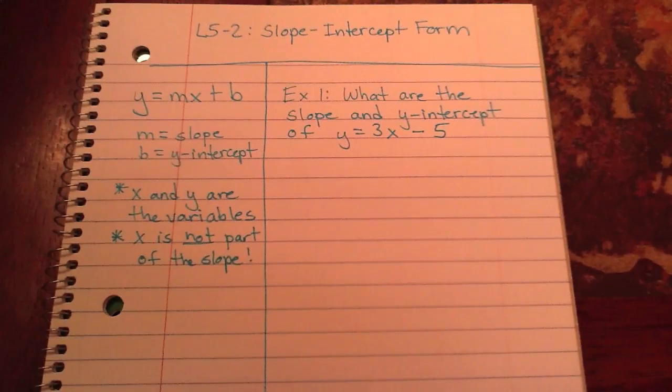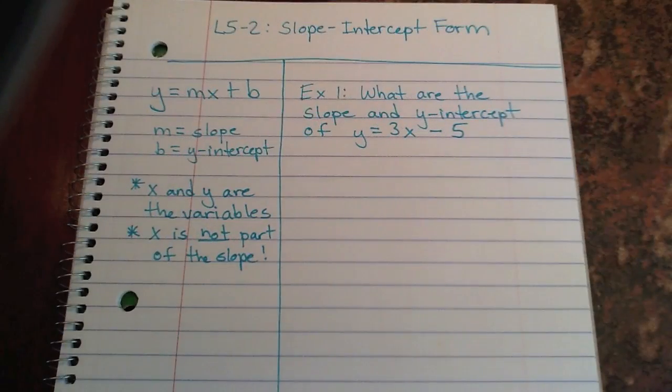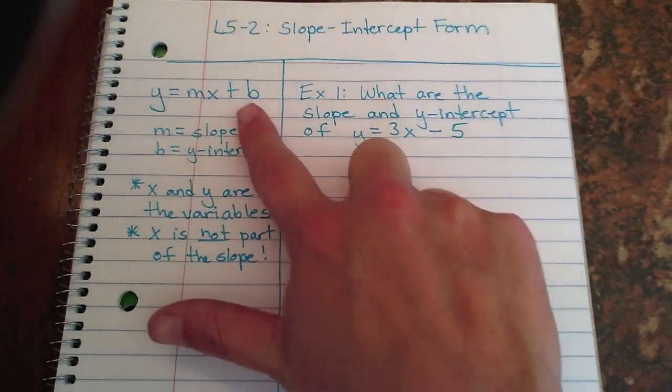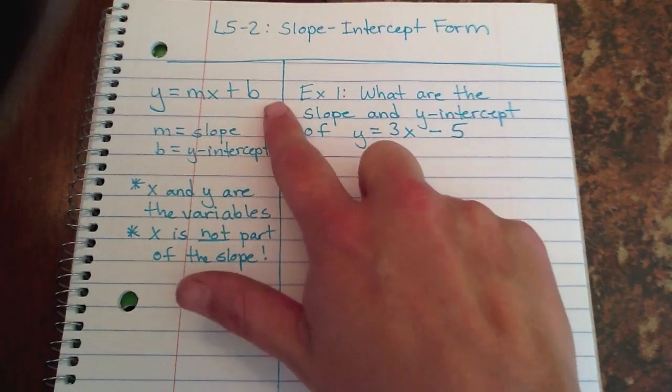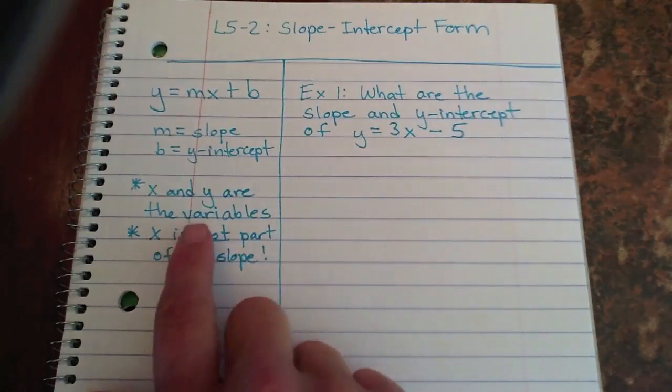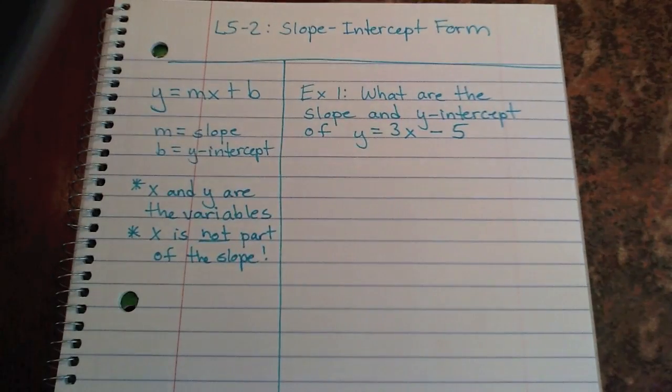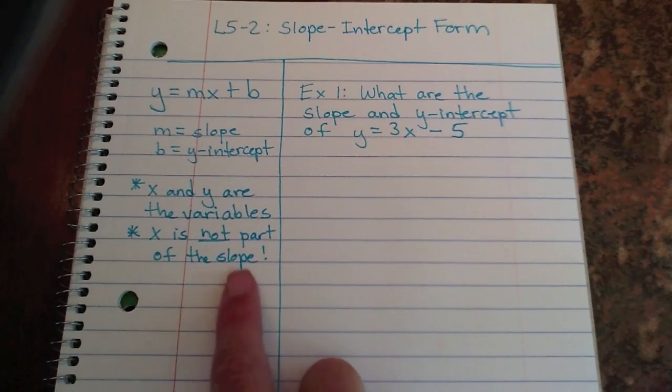Go ahead and copy example 1 down, and then hit play when you're ready. So just remember with y equals mx plus b form that m is your slope, b is your y-intercept, x and y are variables every time. You're going to have those as variables, and then you plug values for x in to find values for y, if you're talking about like a t-chart or something. And x is not part of the slope.